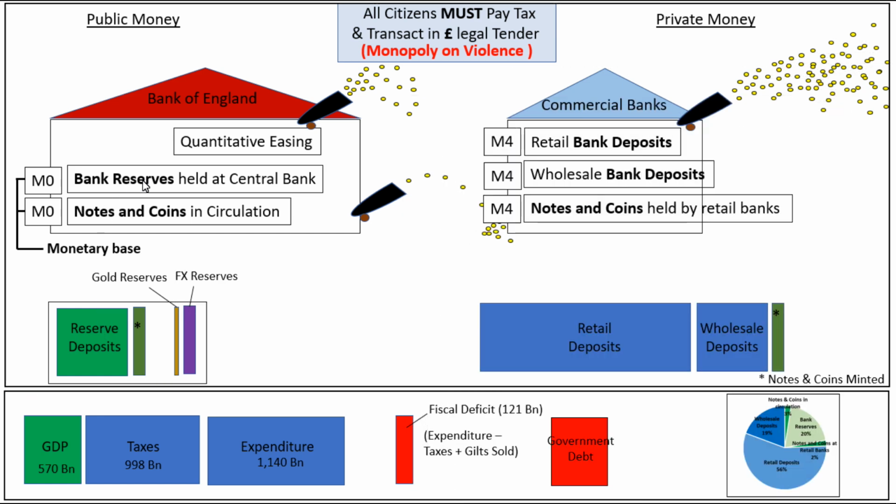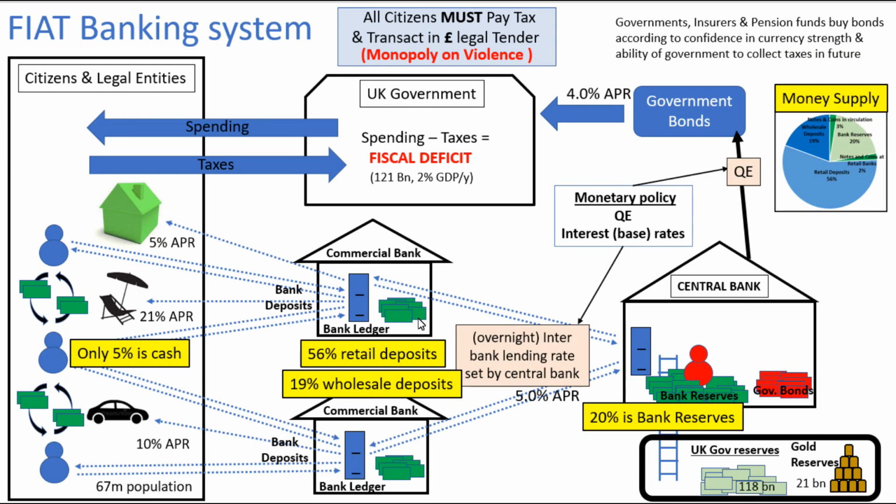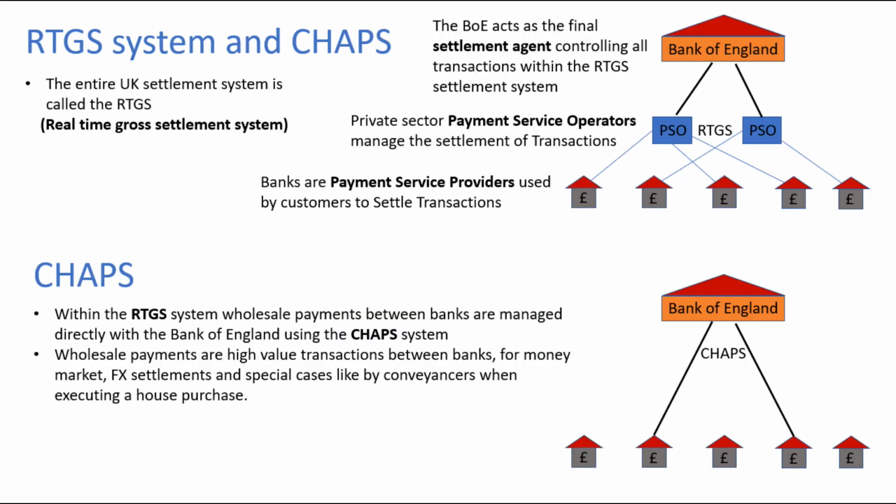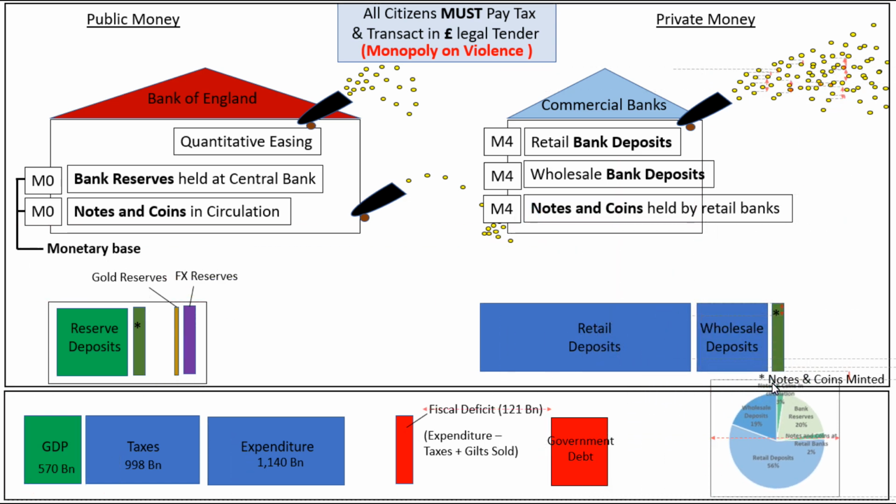The public money consists mostly of the bank reserves held at the central bank. So these are the bank reserves which actually belong to the private banks, but ironically enough are considered public money because they're stored by the Bank of England, where the actual overnight interbank lending takes place, because that's controlled by the central bank. So then actually most of the money in the money supply is private money, which is mainly retail bank deposits and wholesale bank deposits. See the relative sizes down here, which I've put up against the public money, the reserve deposits.